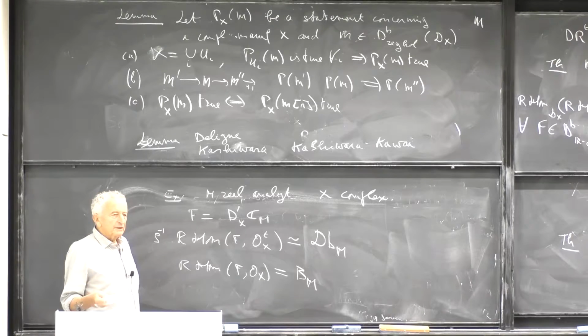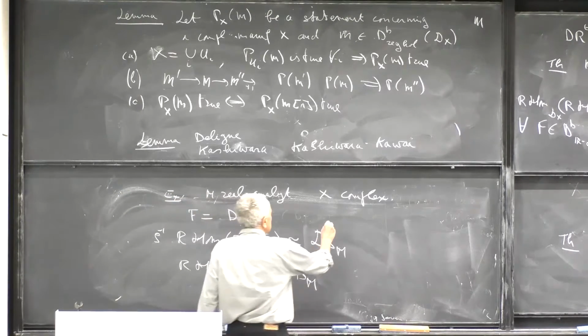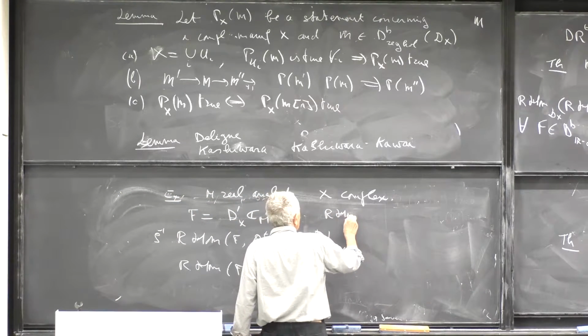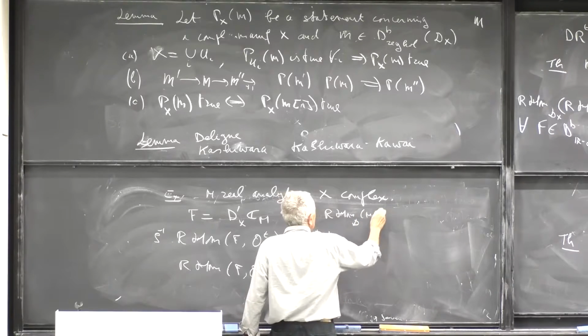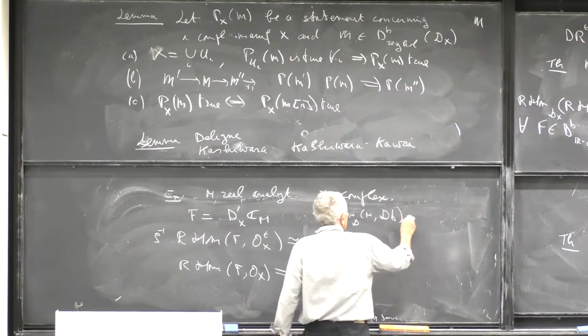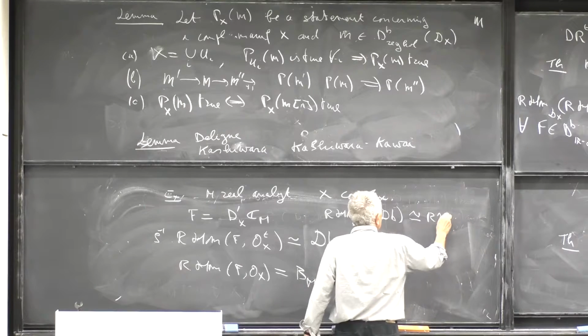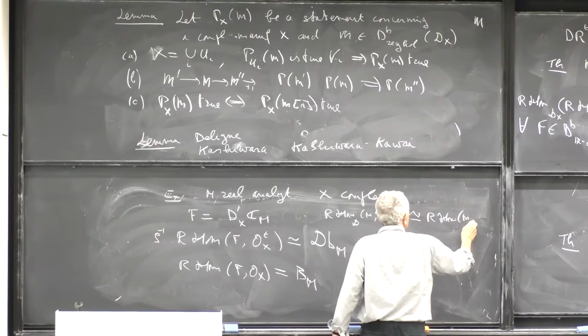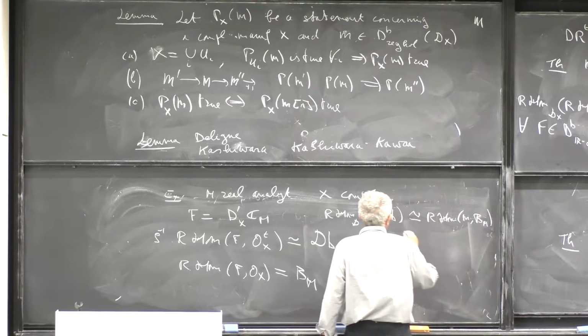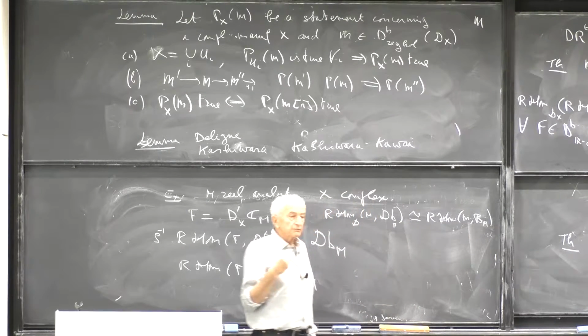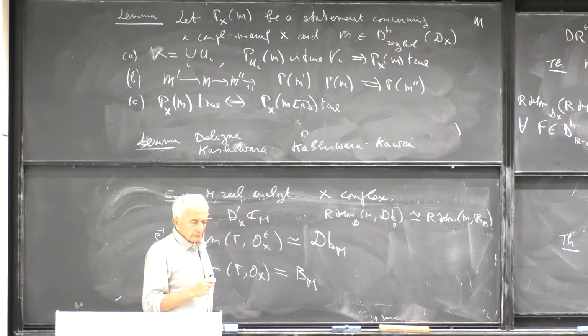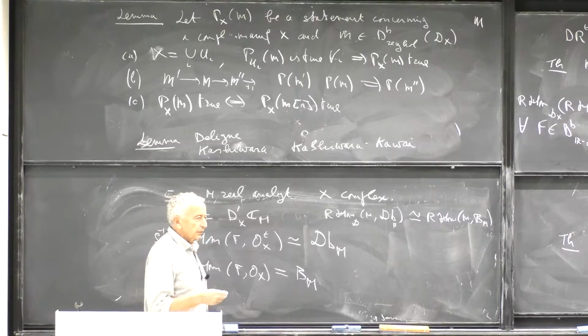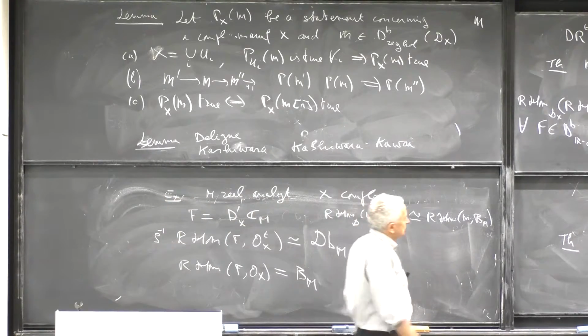So you find that if M is regular holonomic, Rm M dB is isomorphic to Rm M B. And even in dimension 1, it's very difficult. So it's very deep. Okay.